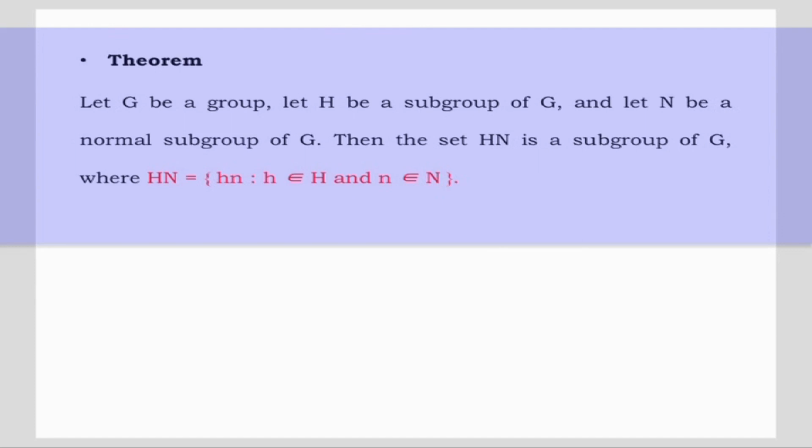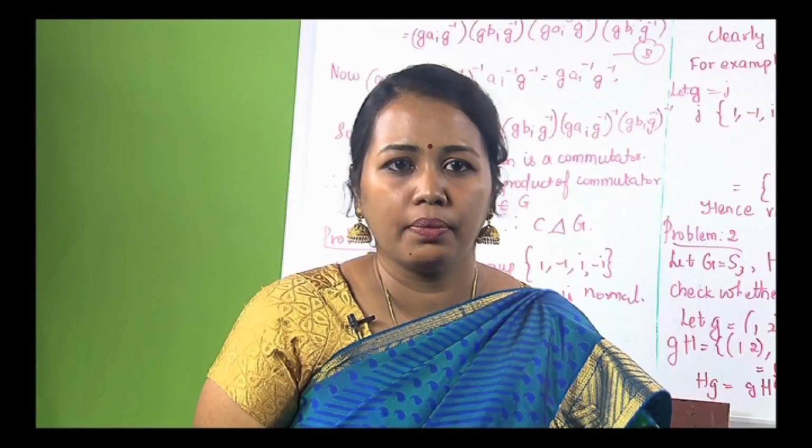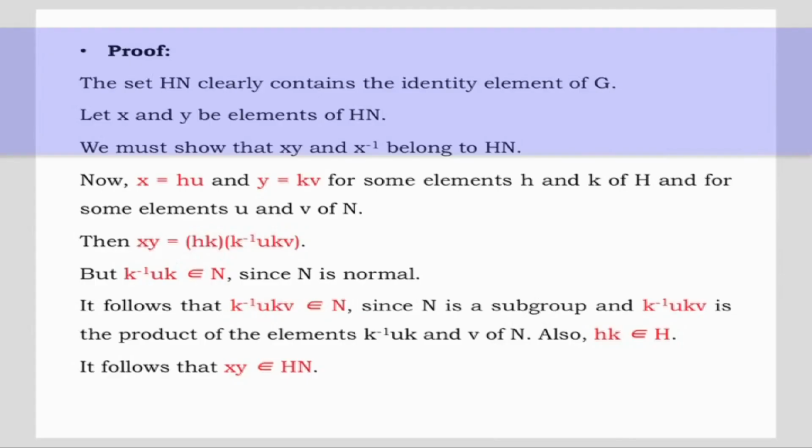Let us see the next theorem. Let G be a group, let H be a subgroup of G, and let N be a normal subgroup of G. Then the set HN is a subgroup of G, where HN is equal to the set of all elements hn such that h belongs to H and n belongs to N. Proof. The set HN clearly contains the identity element of G. Let x and y be elements of HN; we must show that xy and x^{-1} belong to HN. Now x is equal to hu and y is equal to kv for some elements h and k of H and for some elements u and v of N.